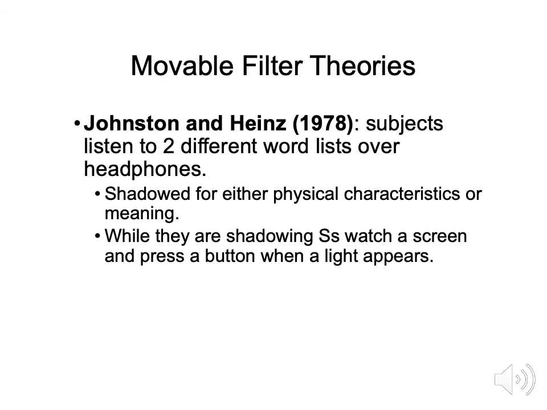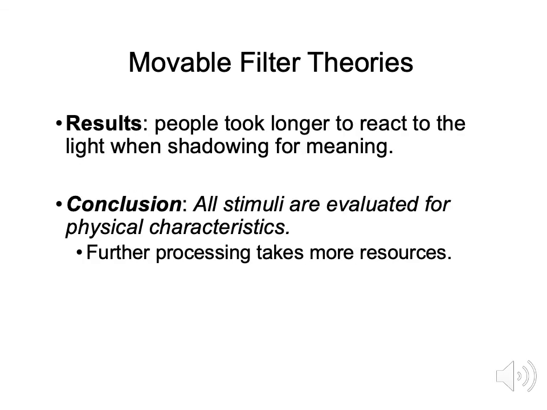While they were listening to both streams of information, participants were tasked with watching a screen, and whenever the light appeared on that screen, they were required to press a button. Results demonstrated that participants took longer to react to the light when they had to shadow for meaning, compared to when they had to shadow for physical properties.